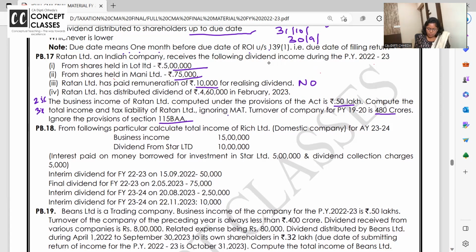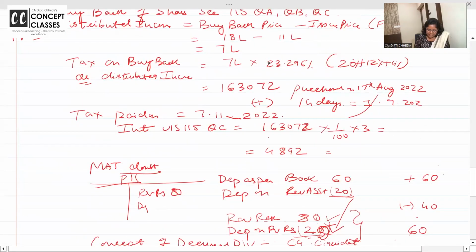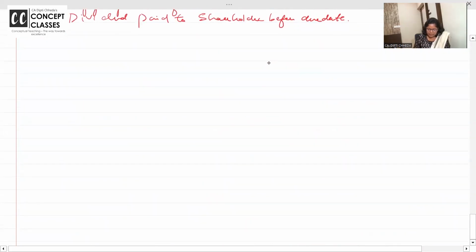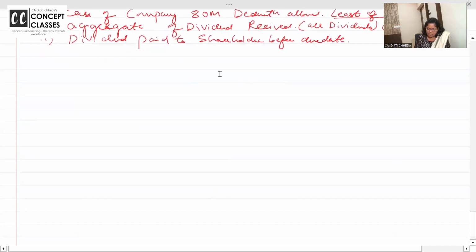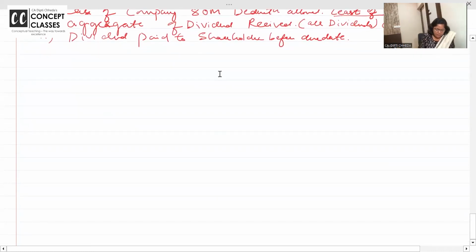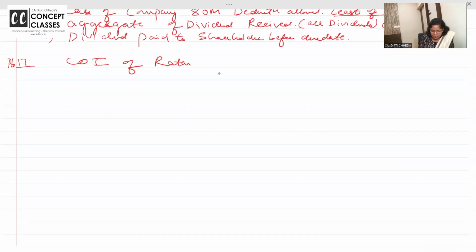From 2 companies you have received the dividend. In the notebook where you have written the concept right now, solve it further there. Anyone in the class who is not following the concept, ask me. Problem number 17. Computation of income of Ratan Limited for the previous year 22-23. Particulars, and a single column will also work.